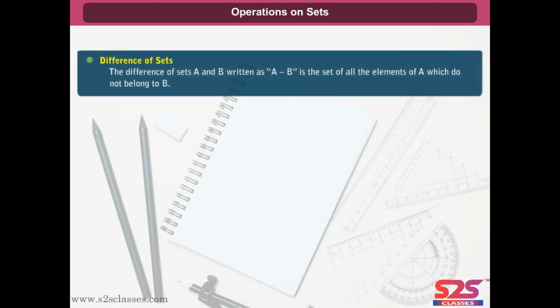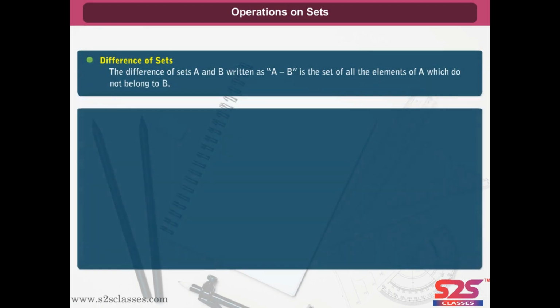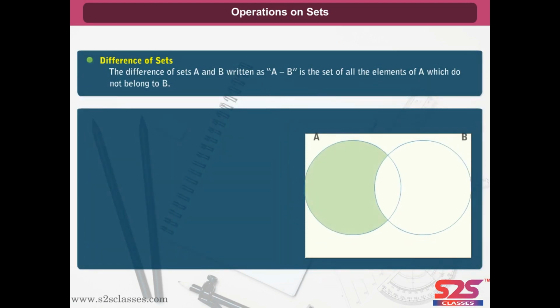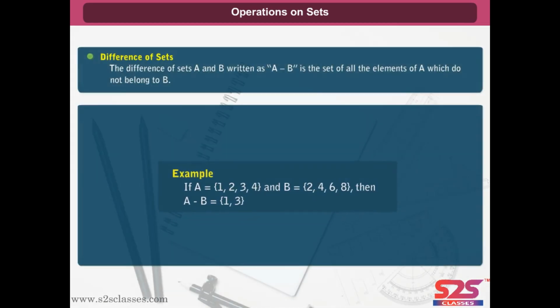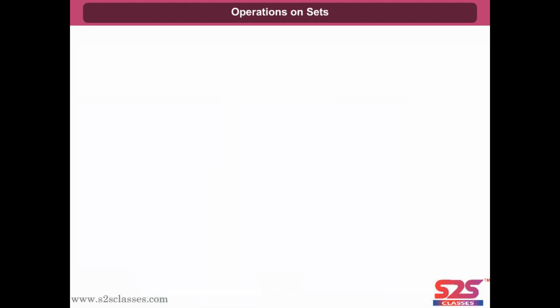Difference of sets. The difference of sets A and B, written as A minus B, is the set of all the elements of A which do not belong to B. For example, if a set A contains 1, 2, 3, 4 and another set B contains 2, 4, 6, 8, then the difference is a set containing 1 and 3.